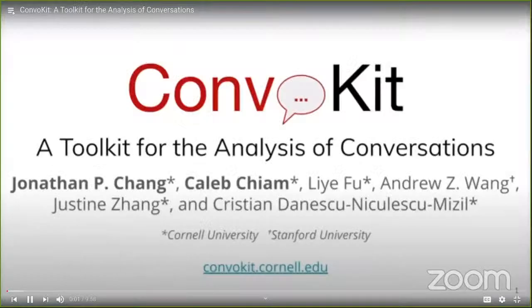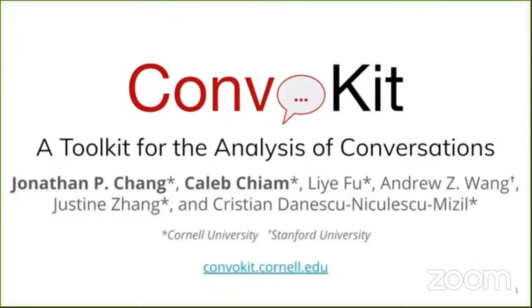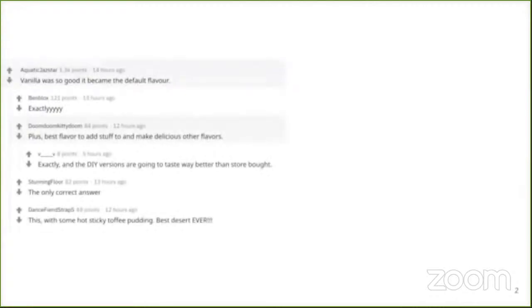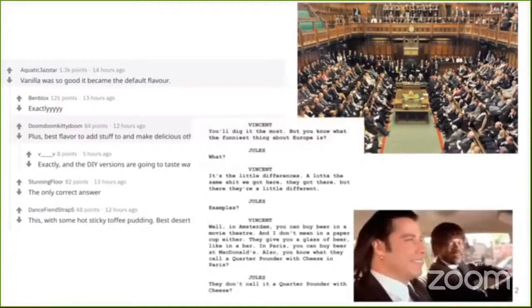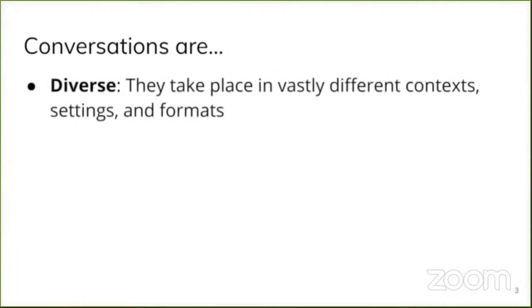This talk introduces ConvoKit, a new Python toolkit for analyzing conversational data. Conversations are quite diverse, ranging from online conversations like social media to offline conversations, both institutional and informal, and even to fictional conversations like movie scripts. So clearly, conversations can vary wildly in terms of the contexts, settings, and formats that they take place in. And yet, despite this diversity, there are also some key unifying properties that are shared by all conversations.